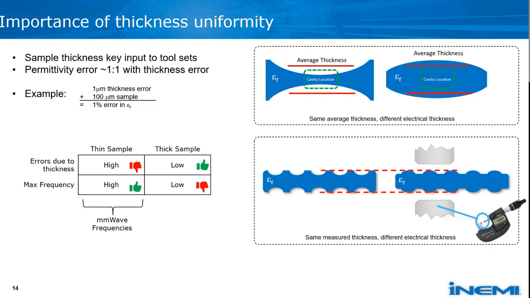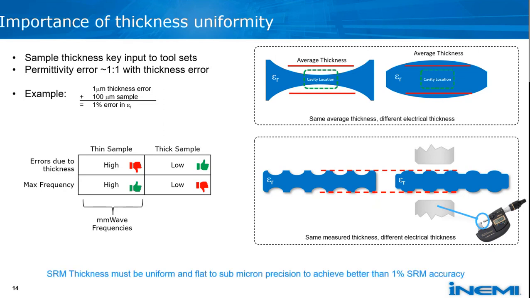So when you look at this problem in whole, and you realize you have these two competing challenges, what that leads you to conclude is that for the SRM, the thickness has to be extremely uniform, and it has to be flat, essentially to sub-micron precision, in order to achieve better than a 1% uncertainty in the SRM value. And so, you can think about more complicated measurements for thickness and all this sort of stuff, but they just really don't solve this problem. And you ultimately really have to have a good, flat and uniform material set for an SRM.